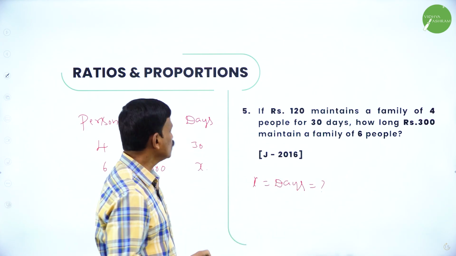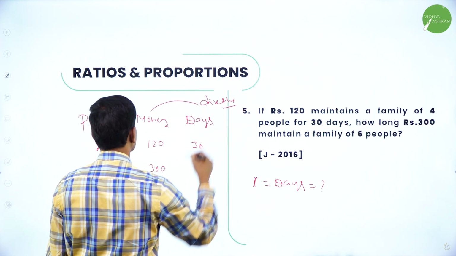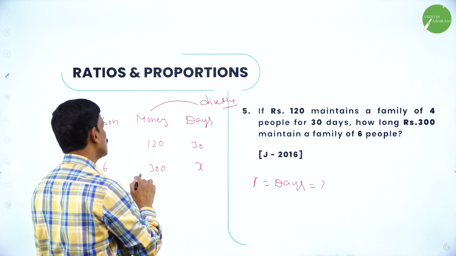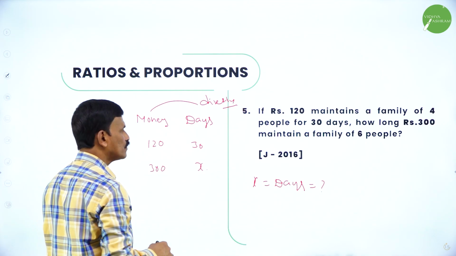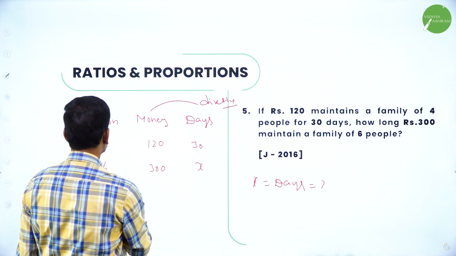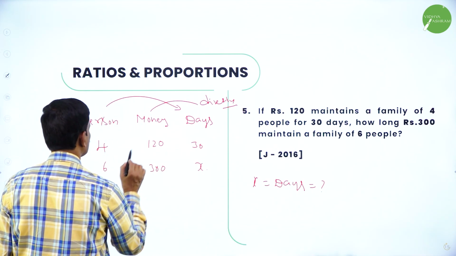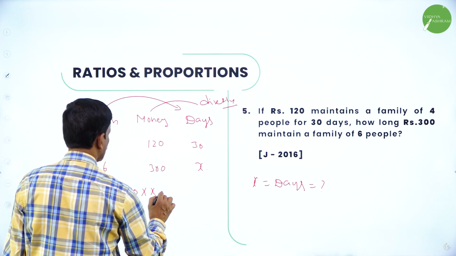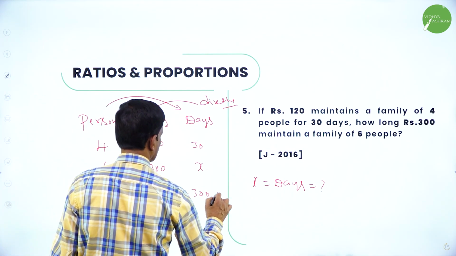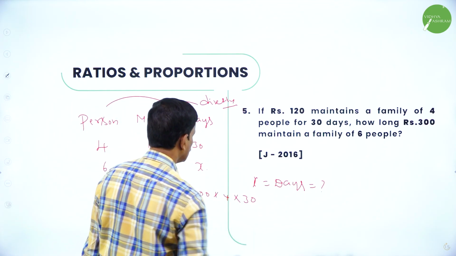That's it. Okay. So here money and days vary directly. Money is 120, number of days is 30; 300 amount is more and the number of days is to be determined. So this varies directly, right? Whereas persons and days vary inversely. So this can be written as 120 into x into 6 is equal to 300 into 4 into 30. That's it.